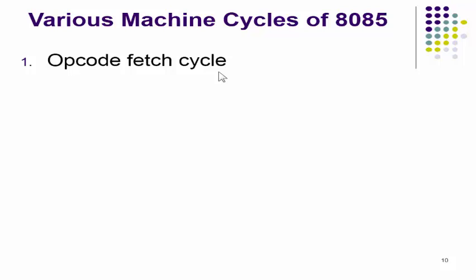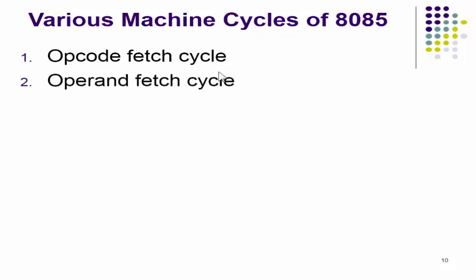So now we will move towards the various machine cycles of 8085. The first machine cycle which is observed in every timing diagram is the opcode fetch cycle. This opcode fetch cycle is mainly utilized to fetch the opcode from the memory, or to read the opcode from the memory.